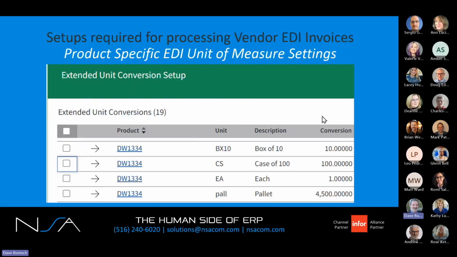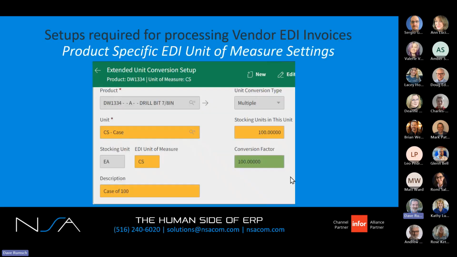Here's an example of doing extended unit of measure setups. So for this item, a tool, I believe, a DeWalt tool, I order them in boxes of 10 at 10-to-1. I have EA set up at 1-to-1. I've got CS for my case of 100, and they may send me a pallet of 4,500 stocking units. Again, these are conversions to the stocking unit of measure.